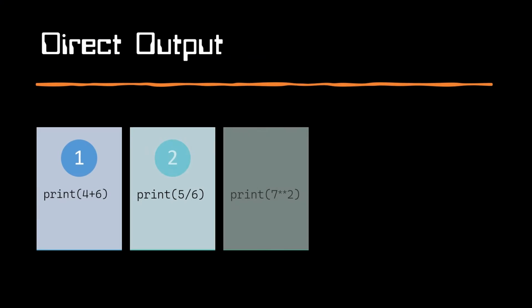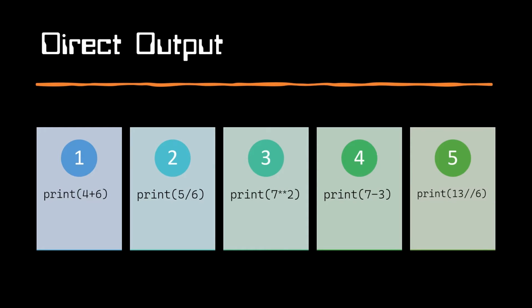So the first and most direct way to output the result of an operation is to put the operation in a built-in print function. If you use IDLE as your code editor, the result will appear in the Python shell window. If you're using PyCharm, it'll output in the display menu at the bottom of your screen, and so on for all the code editors.